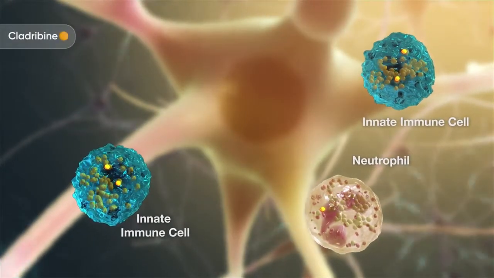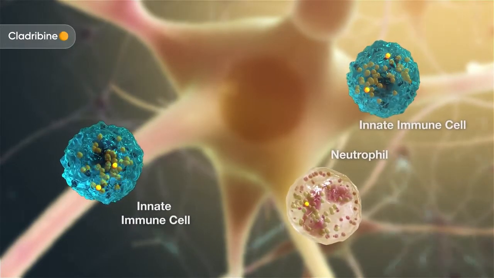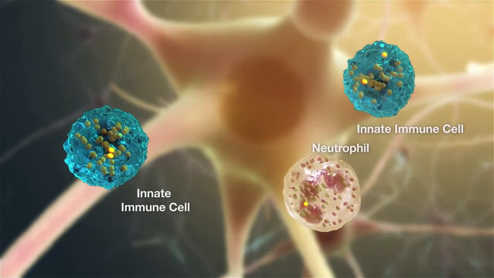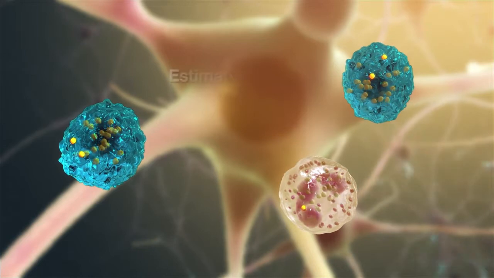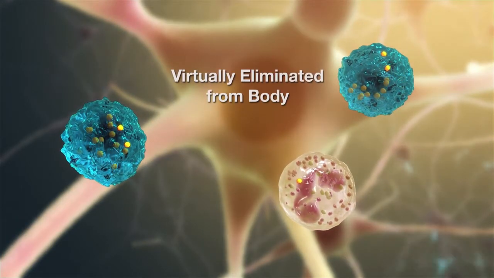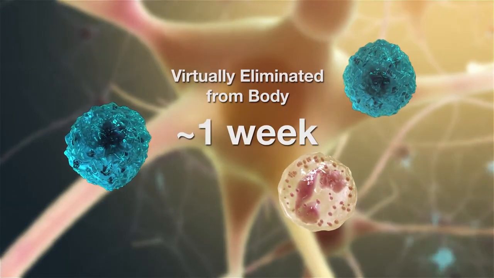This is the hypothesized mechanism by which MAVENCLAD achieves preferential reduction of lymphocytes, which are known to play a key role in the development of multiple sclerosis. The half-life of cladribine is about 24 hours, and therefore it is virtually eliminated from the body within approximately 1 week.